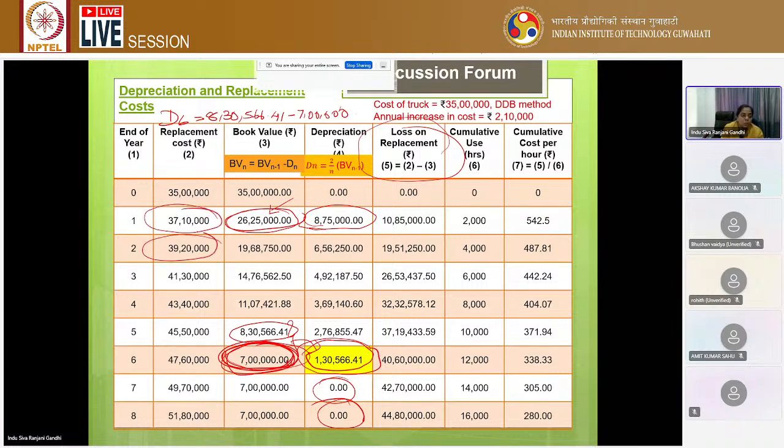Obviously, you can see that the replacement cost is increasing every year due to inflation, but the book value is reducing because of the depreciation. So the difference gives you the loss on replacement. Then you have to find the cumulative cost per hour.